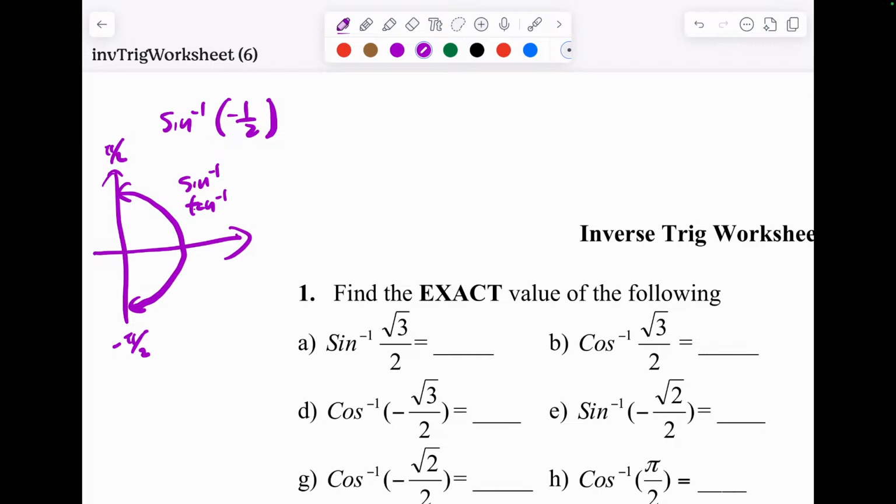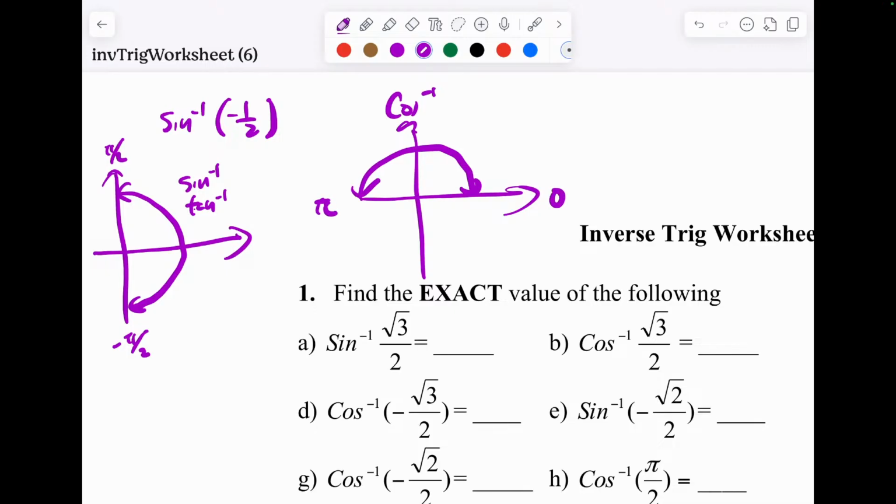Yes. So then cosine is only above the x-axis? Good. It's the top 2 quadrants, which is 0 to pi. Yes, can I answer the question? Okay, what did you get? Would it be negative pi over 6? Negative pi over 6 is correct.